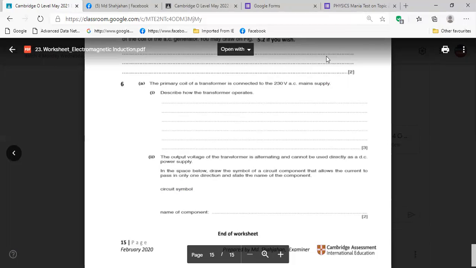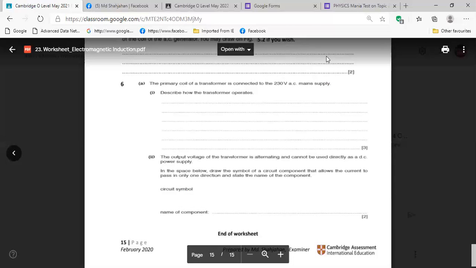And you also mentioned that in the secondary we have either more number of turns or less number of turns than the primary. So accordingly, there will be a step up or step down transformer. Do we need to mention that step up or step down? No, they just ask how it works.